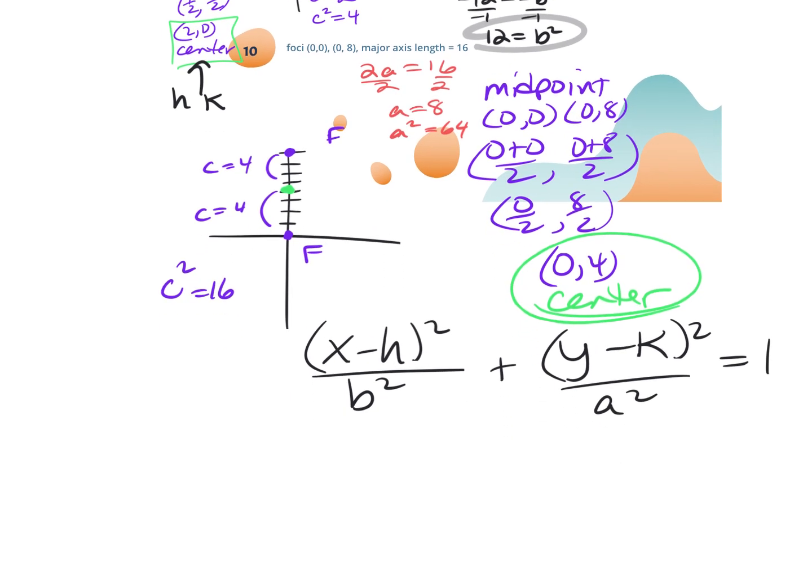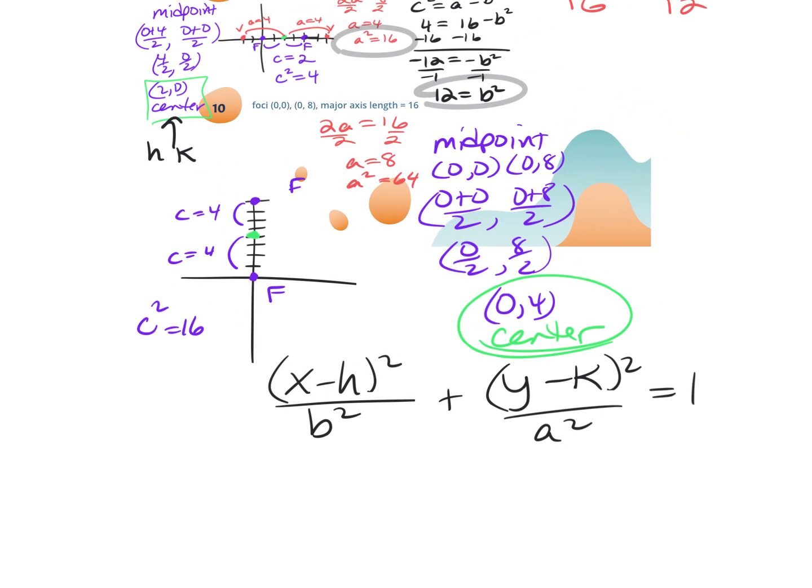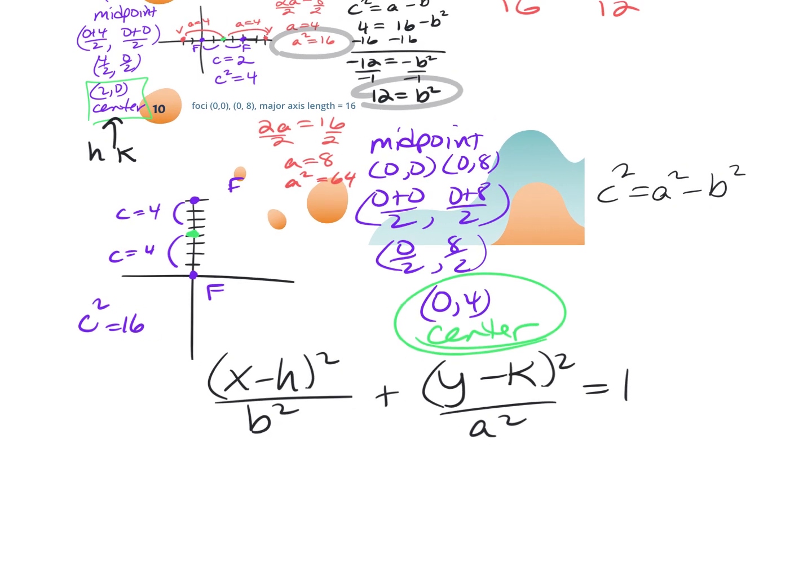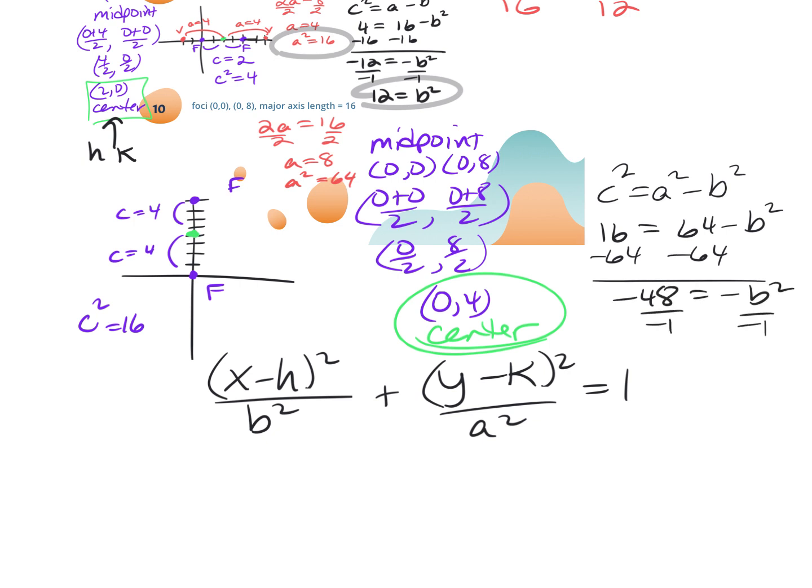Now let's fill in h, k, a squared, b squared. Now, I don't know b squared. I have to go back and do that before I can fill everything in. So c squared equals a squared minus b squared. C squared is 16. A squared was 64. Subtract the 64. I get negative 48 equals negative b squared. Divide by negative 1. And 48 equals b squared. So I'm going to fill in 48 for my b squared.